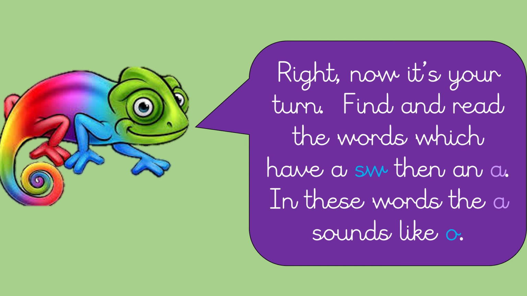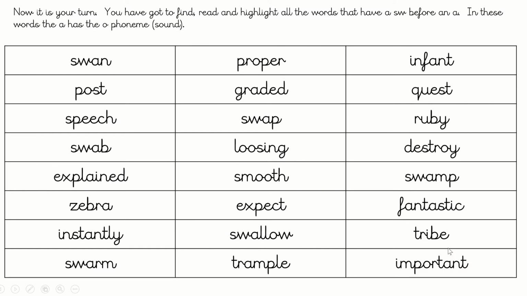Right, let's have a look what Kathy says. Right, now it's your turn. Find and read the words which have an SW, then an A. In these words, the A sounds like O. So the letter A, this is its name, the letter A, sounds like O in these words.